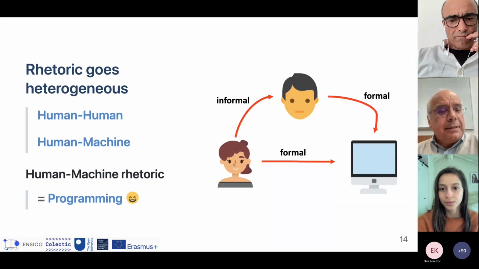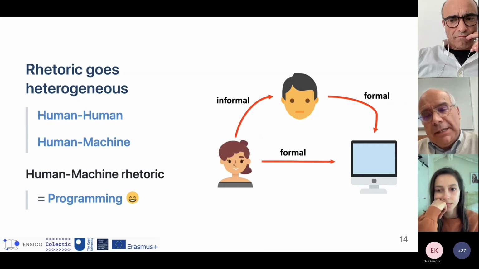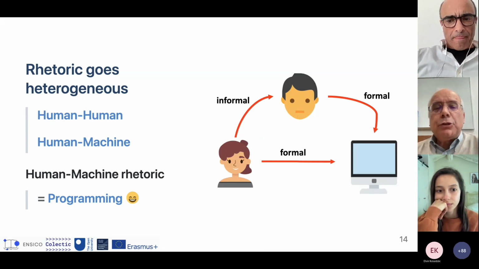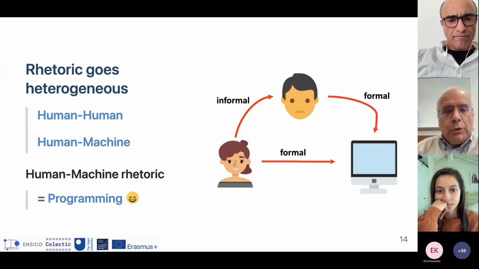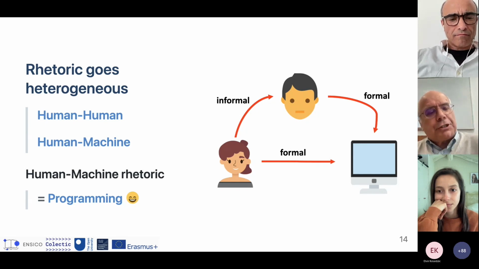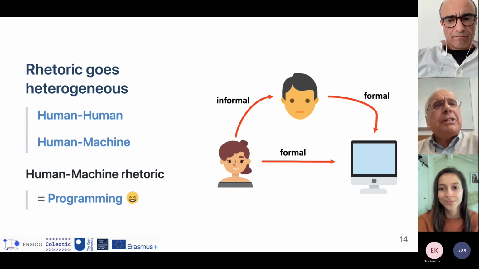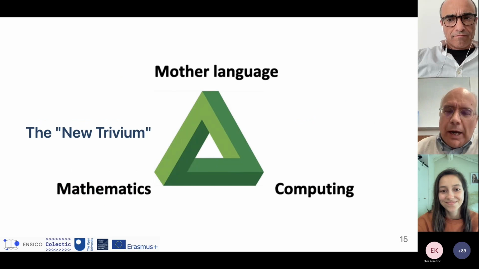So in a sense, we now need to master these two forms of communication. And they are related, as I will try to explain. So it's perhaps a little bit too much to say that programming is human-machine rhetoric, but it actually fits the frame. It fits the idea. So that's why we call this new setting the new trivium.